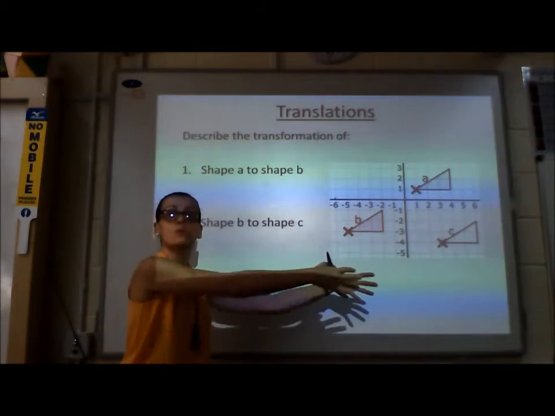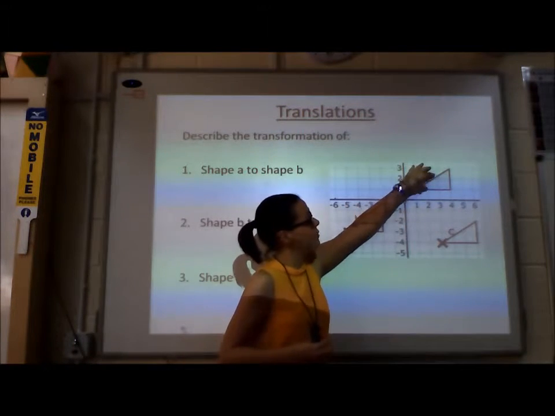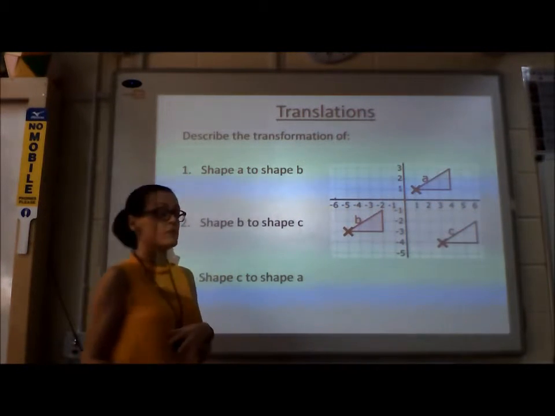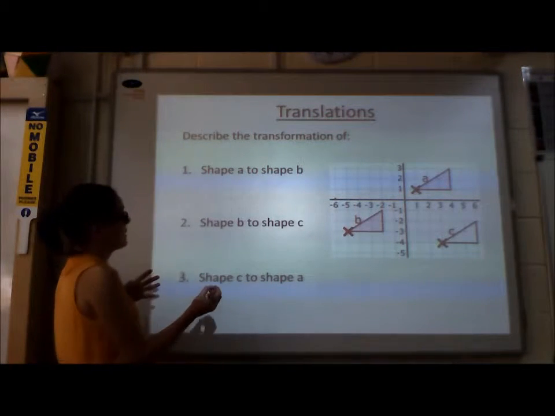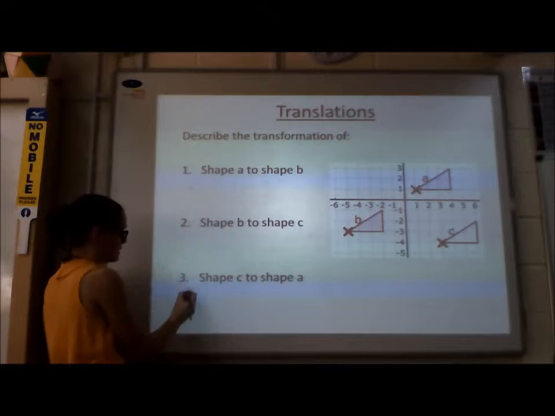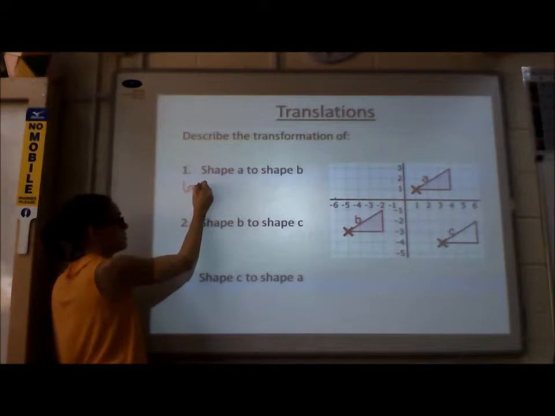Translation just means moved from one point to another. So they've literally just been moved about on the grid. They haven't flipped, they've not changed size, they've not changed direction. So the first thing I'm going to write for each one of these is that it is a translation.